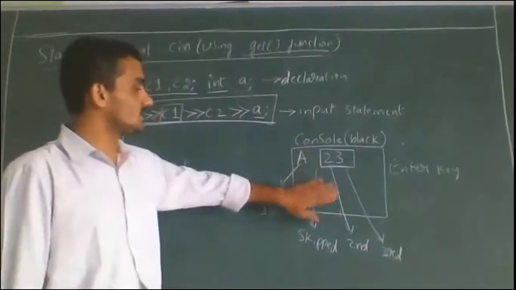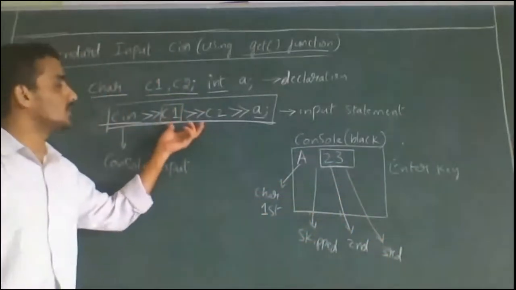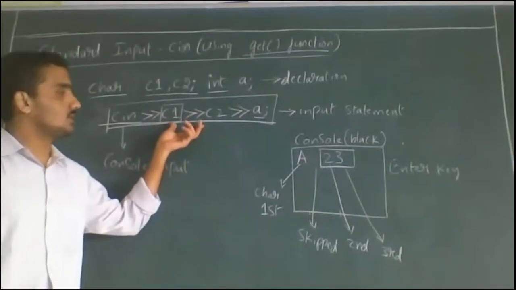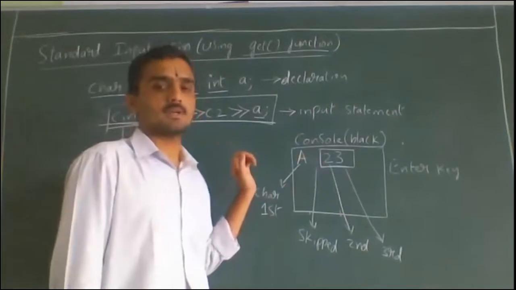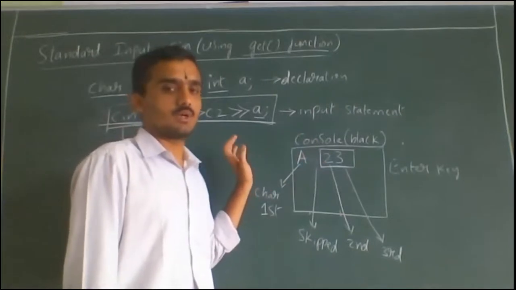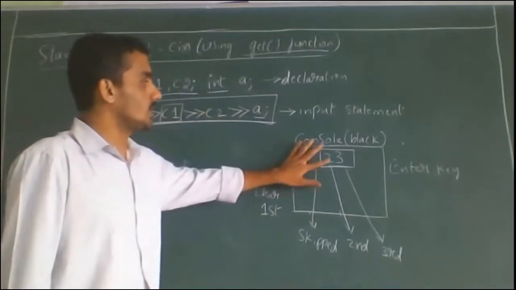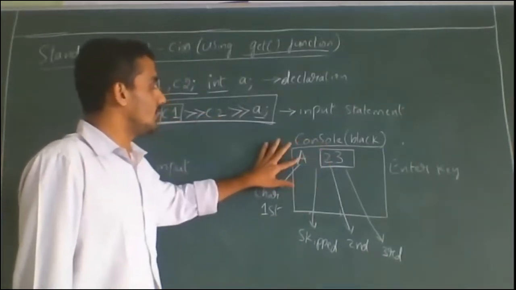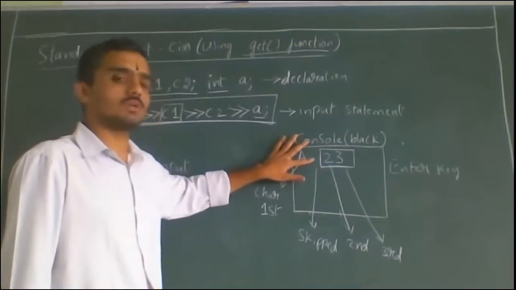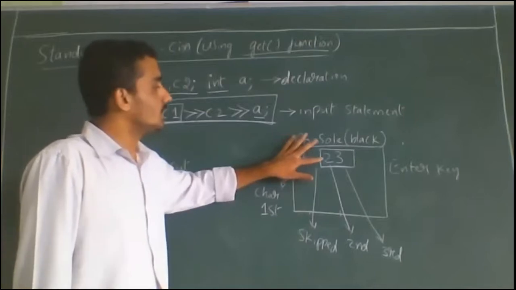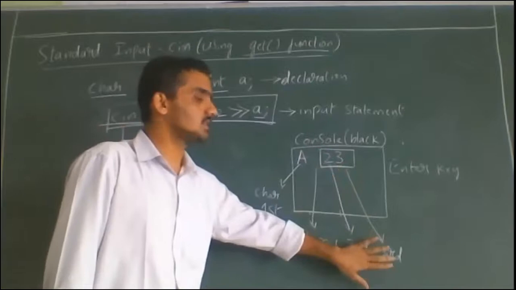2 is considered as second input, 3 is considered as third input, because if you look at the cin statement, we have 3 variables. So we have 3 variables, but I have given only 2 values, that is A and 23. Getting this point? So in this case, what happens? A will be considered as first input, blank space is skipped, it is not considered as input value. In case of 23, 2 will be considered as second input, 3 will be considered as third input.